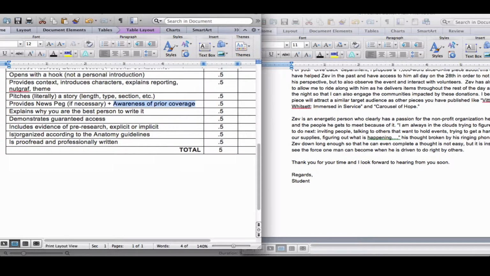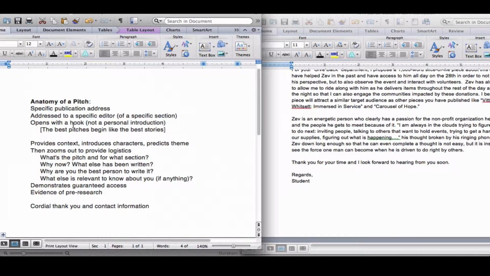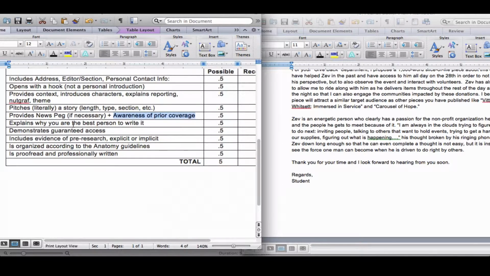Explains why he's the best person to write it, check. Guaranteed access, check. Pre-research, check. It's organized according to the anatomy guidelines, so you want to think of this anatomy of a pitch as a specific order for the most part, and I think this pitch does it. And is proofread and professionally written, also check.